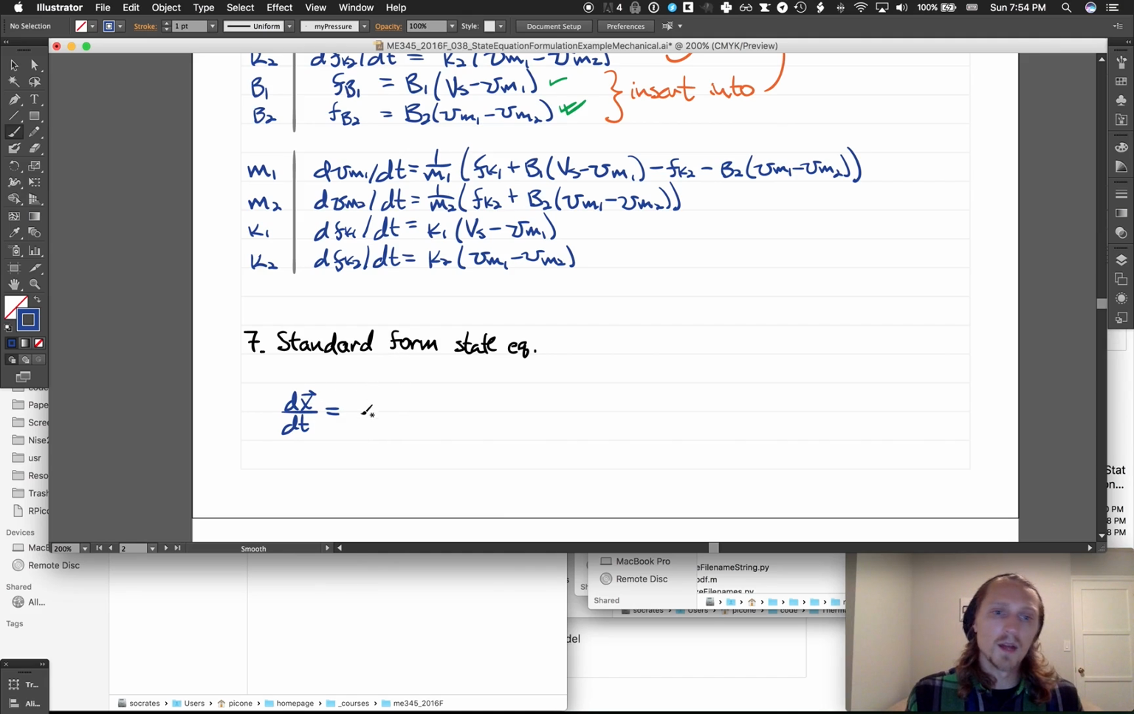It's going to be equal to Ax plus Bu, right? Always equal to Ax plus Bu. We just need to specify what the A matrix is. So I just draw a big empty matrix. And then x, I actually like to write in x again.